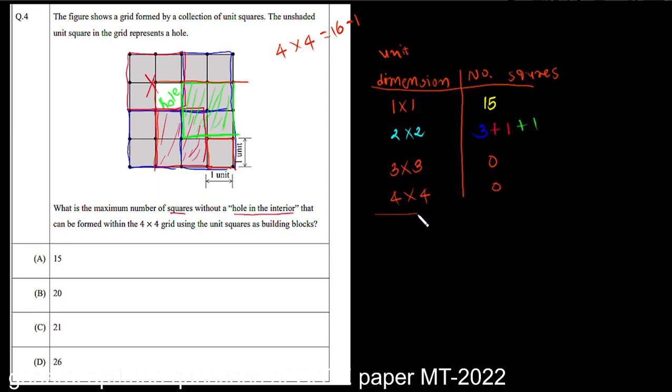So now simply we have to sum all the numbers of squares. So we can say 15 plus here we have 5. So 15 plus 5 is nothing but simply 20. So now the number of squares that we can build from this grid without including this hole is nothing but simply 20. You can say option B is the correct one.